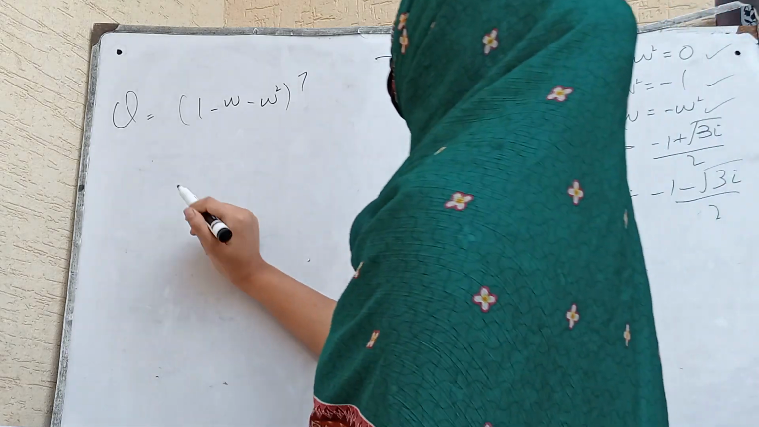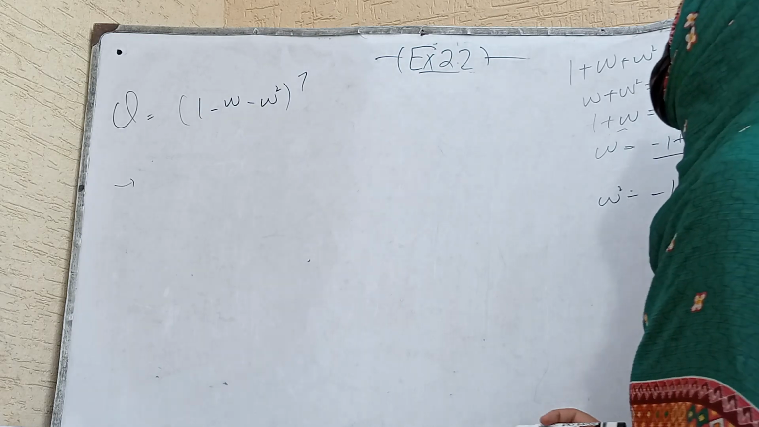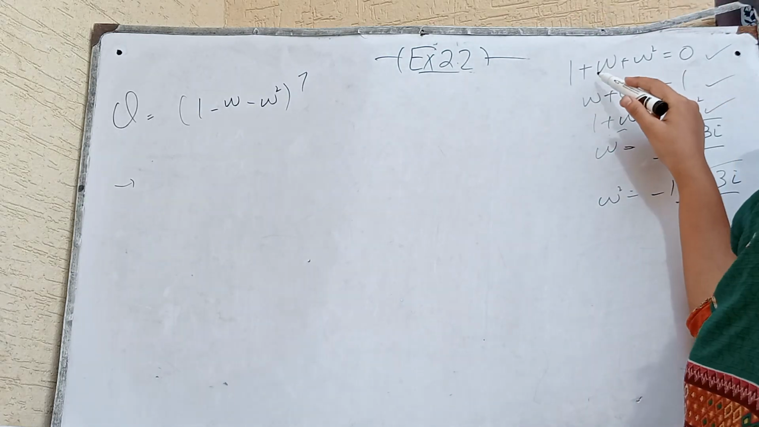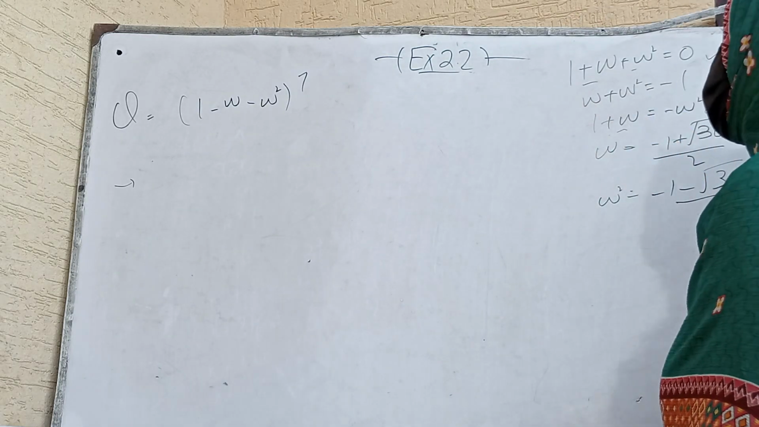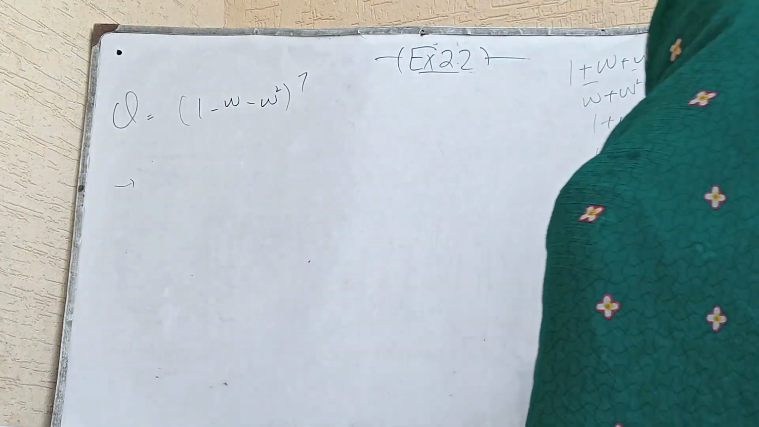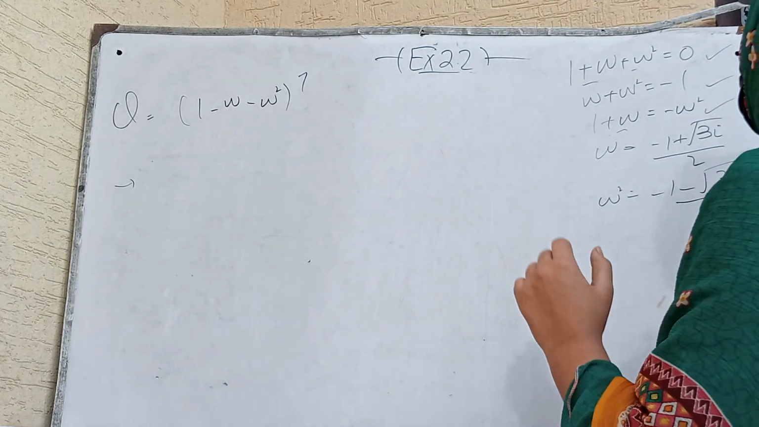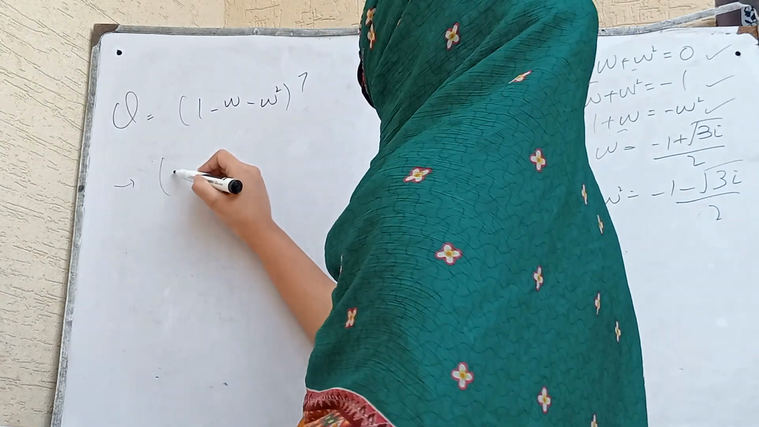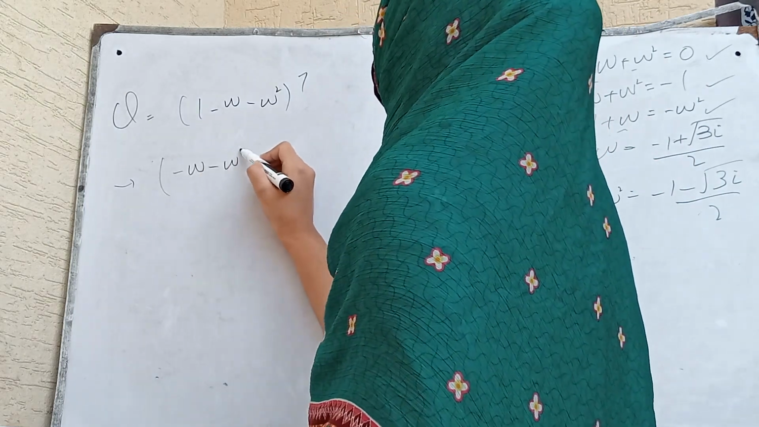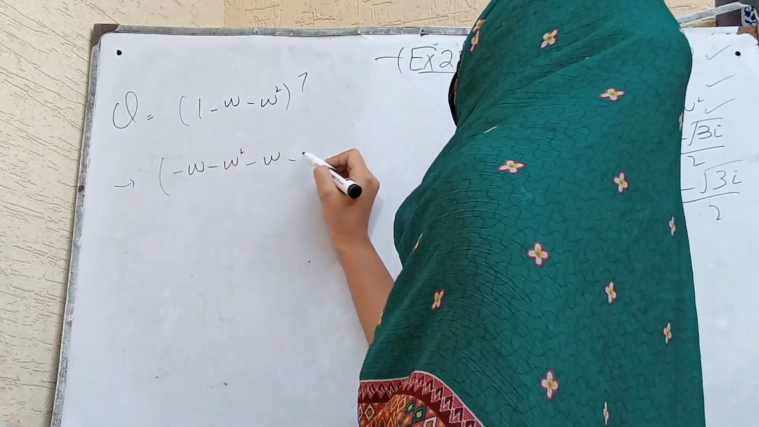So in this we have 1 minus omega square whole power 7. And we have a plus sign, which is equal to 0. So first we have 1 which is equal to minus omega square, and this will be as it is.